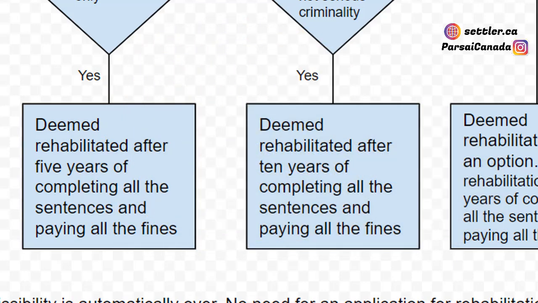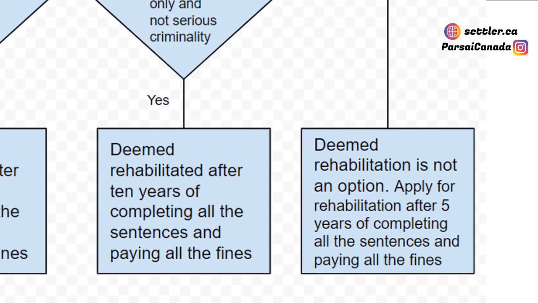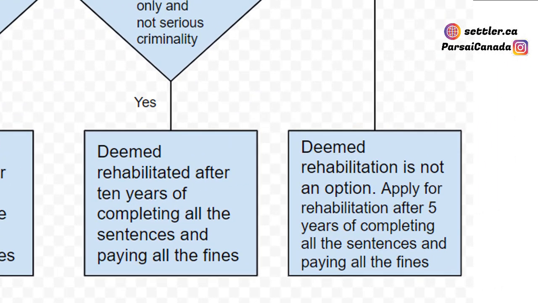However, if you have an indictable conviction for which the maximum term of imprisonment in Canadian laws is more than 10 years, or if you have multiple indictable convictions, in this situation, you never become deemed rehabilitated.